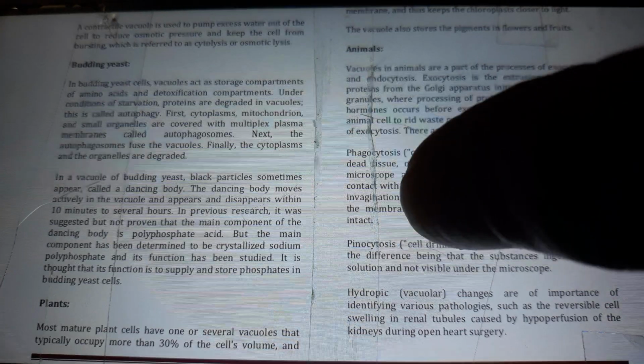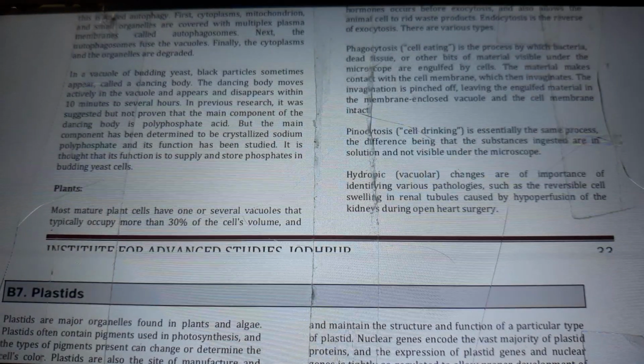In the vacuole lining of budding yeast, black particles sometimes appear, called dancing bodies. The dancing body moves actively in the vacuole and appears and disappears within 10 minutes to several hours. In previous research, it was suggested but not proven that the main component of the dancing body is polyphosphate acid, but the main component has been determined to be crystallized calcium polyphosphate, and its function has been studied. It is thought that its function is to supply and store phosphates in budding yeast cells.